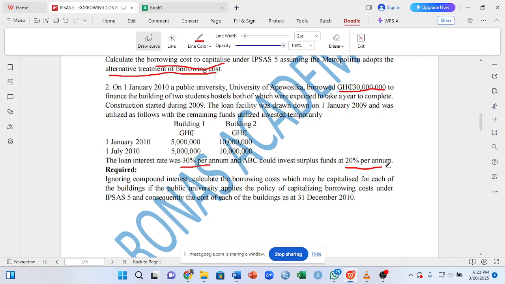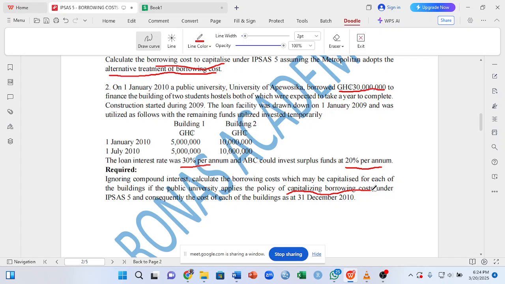From the requirements, which alternative approach do you think we are using? The alternative treatment. That's true. Because remember, it's the alternative treatment that allows you to capitalize the borrowing cost, which was also said in the requirements. So since you are capitalizing the borrowing cost, the next thing you're supposed to ask yourself is, are we dealing with specific borrowing or general borrowing?